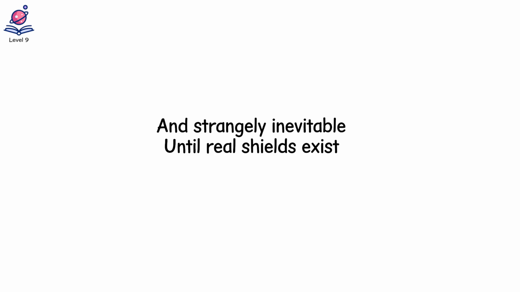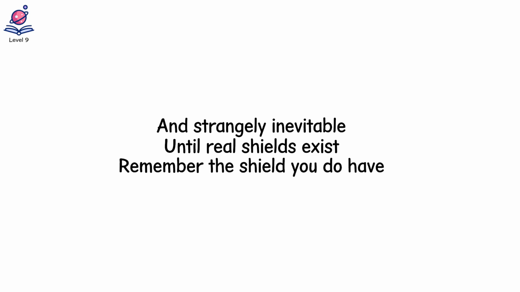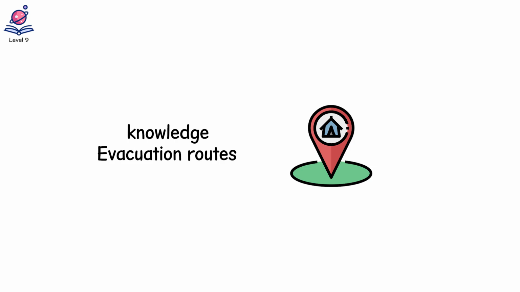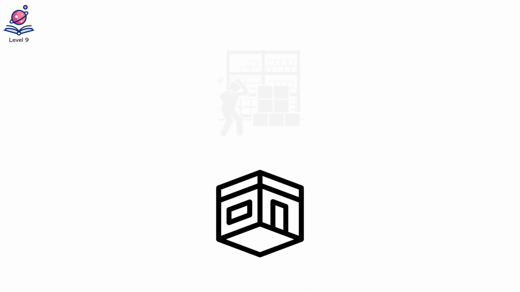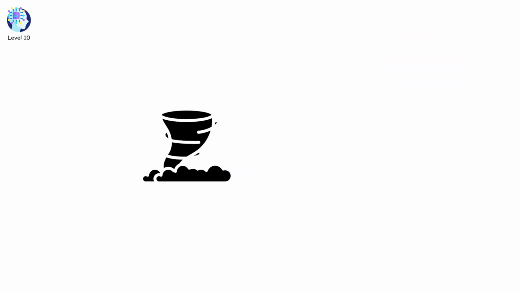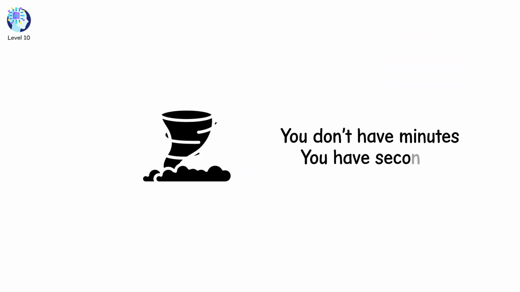Until real shields exist, remember the shield you do have. Knowledge, evacuation routes, shelter locations, and reinforced rooms are the closest things we have to walls against nature. Level 10. The storm arrives. You don't have minutes. You have seconds.